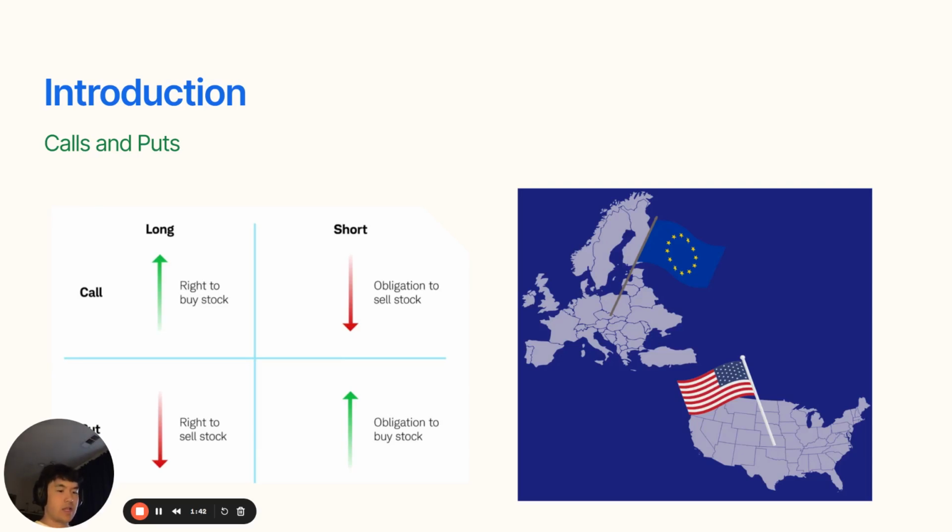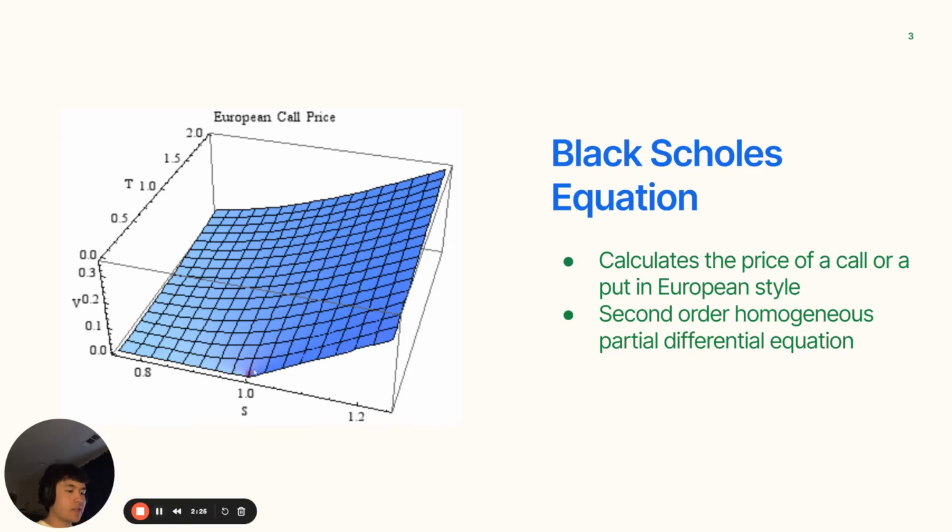However, European calls say that you can only sell your pair of scissors on the expiration date and not before. So if I make a European call for a pair of scissors for a month from now, I have to sell it a month from now and not any time before. So the Black-Scholes equation calculates the price of a call or put in the European style, or only on the date of expiration, and it is a second-order homogeneous partial differential equation that describes how the price of the stock changes over time and the price at the final day of selling.